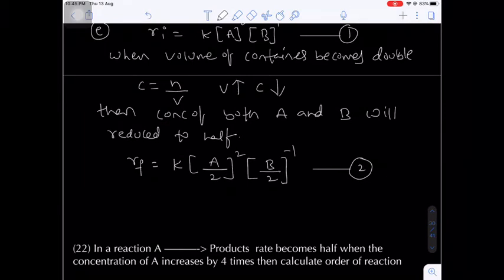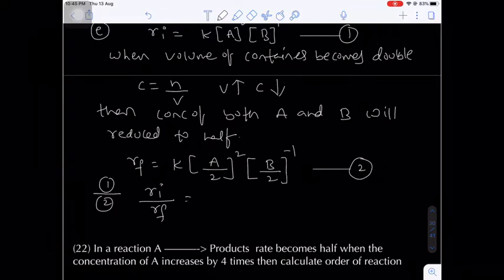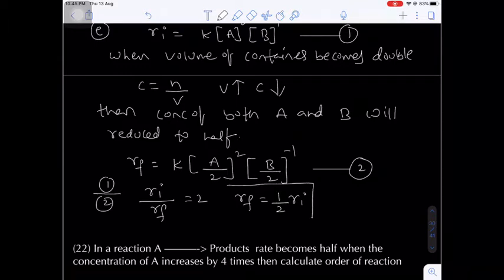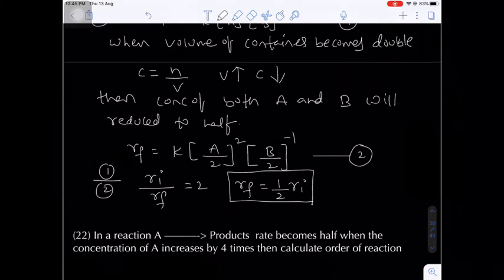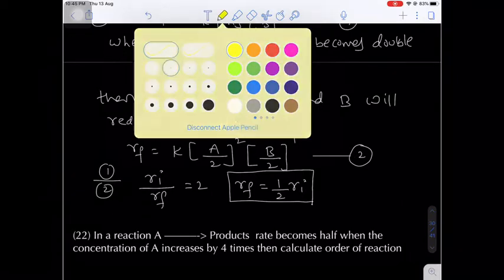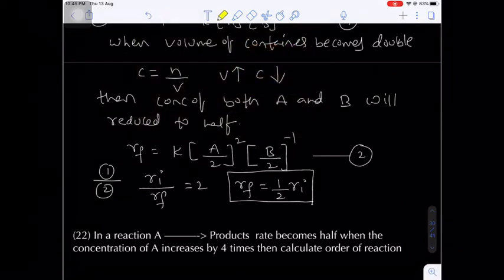So here if you see equation 1 divided by equation 2, Ri divided by Rf will be equal to 2. From here, the final rate will be equal to half of the initial rate. That means the rate will be reduced to half. The rate will decrease 2 times. Shall I write like this?